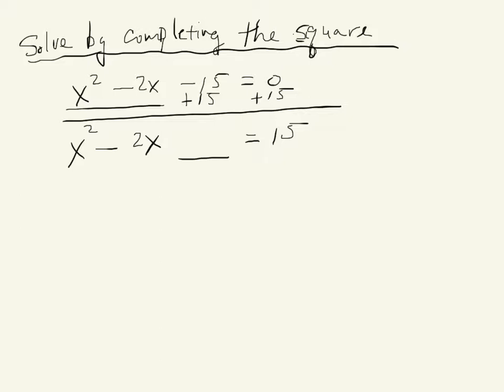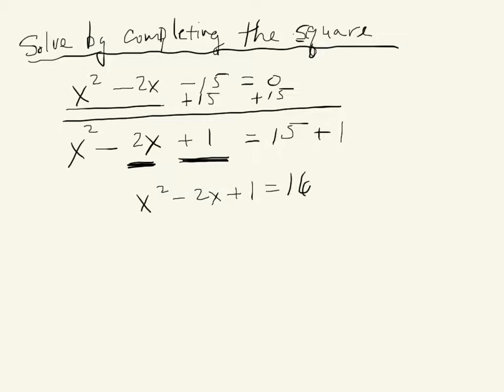All right. So now we have to complete this square. To complete this square, we take half of this middle term. Half of 2 is 1, a negative 1. Negative 1 times itself is a positive 1. So we added 1 to this side. We have to also add 1 to this side to balance the equation. So we get x squared minus 2x plus 1 equals 16.